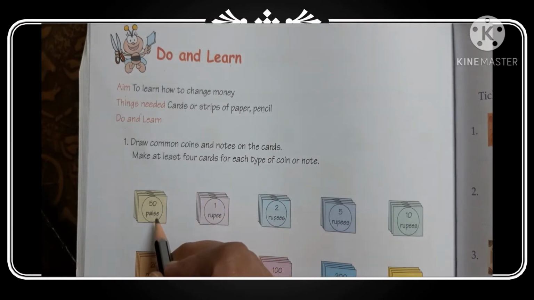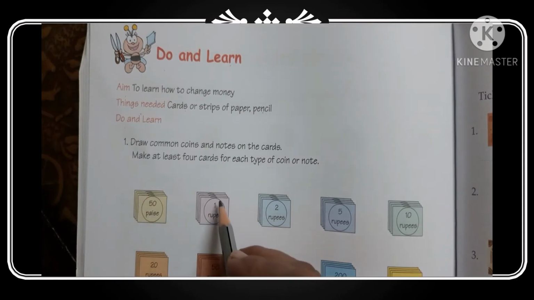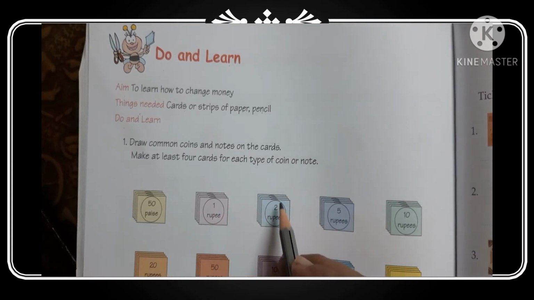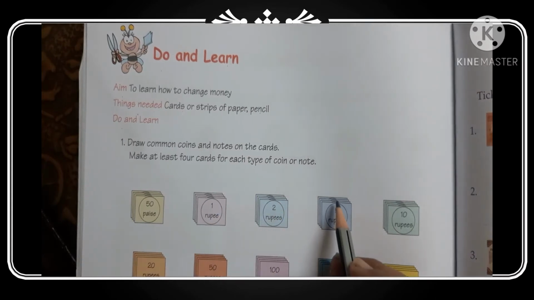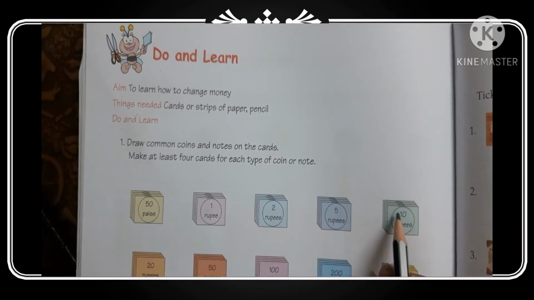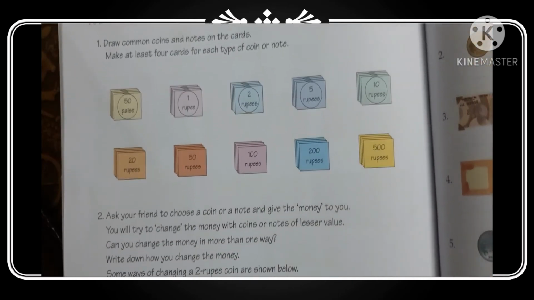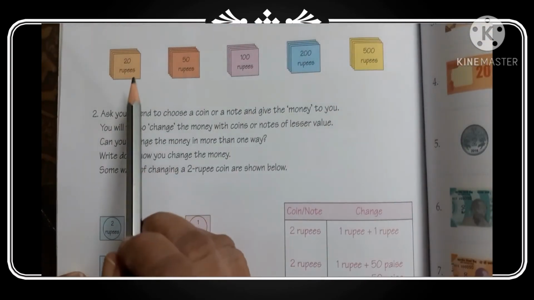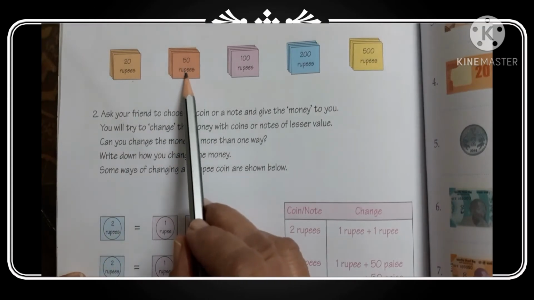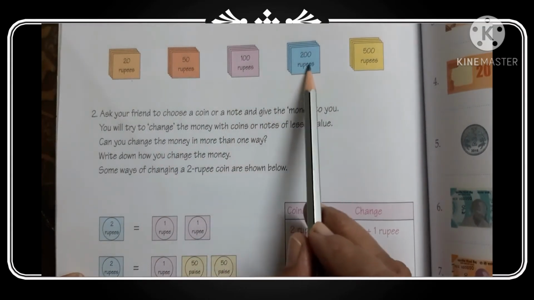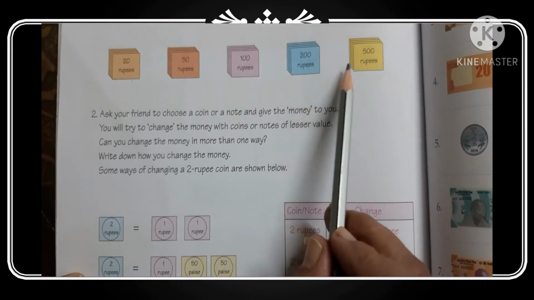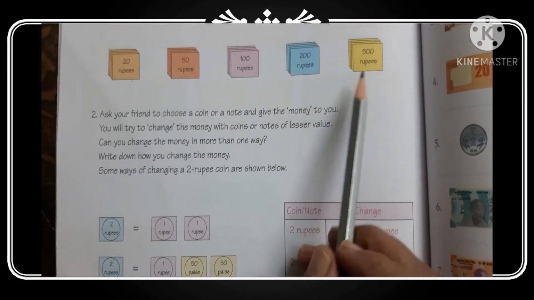If you are making a 50 paise coin card, it should be at least four cards. So 4 cards of 50 paise coin, 4 cards of 1 rupee coin, 4 cards of 2 rupees coin, 4 cards of 5 rupees coin, 4 cards of 10 rupees coin, 4 cards of 20 rupees, 4 cards of 50 rupees, 4 cards of 100 rupees, 4 cards of 200 rupees, 4 cards of 500 rupees.